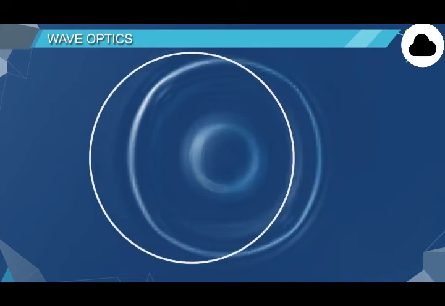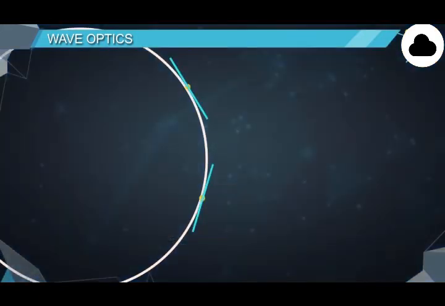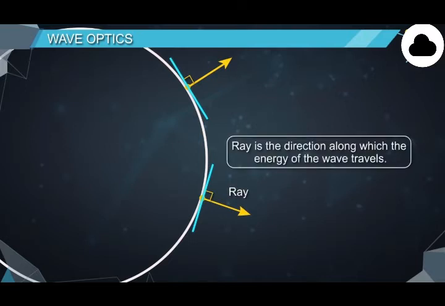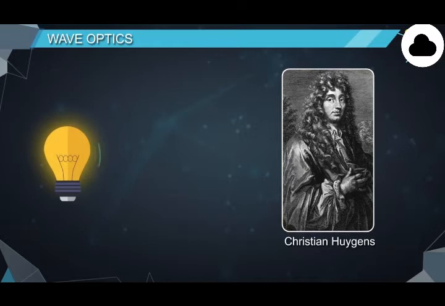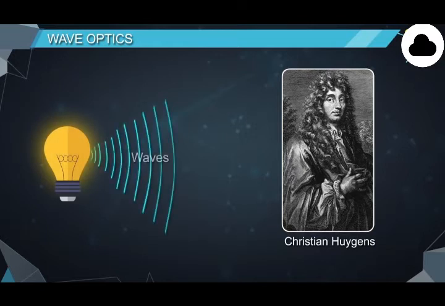Now draw a tangent at a point on the wavefront. Then a line drawn perpendicular to the tangent at that point is called a ray. The ray is in the direction along which the energy of the wave travels. Christian Huygens applied the same theory to light and proposed that light travels in the form of waves.